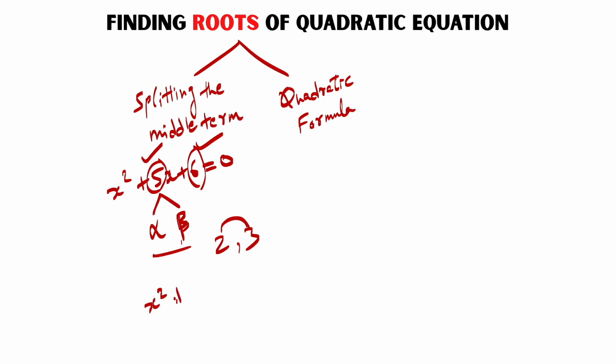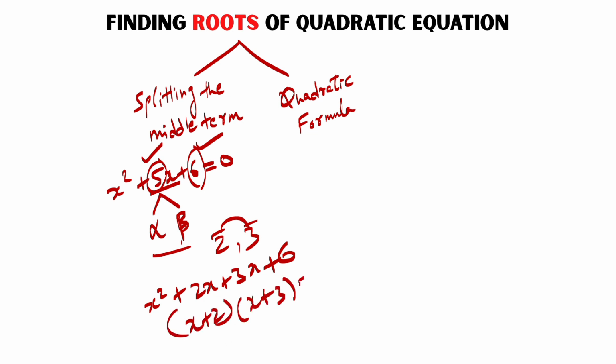So x square plus 5x can be written as 2x plus 3x, and this is 6. So x plus 2 into x plus 3 is equal to 0, and x can be -2, x can also be -3. If we take this, it will be -2. If we take the second one, it will be -3. So these two are the roots of this equation.